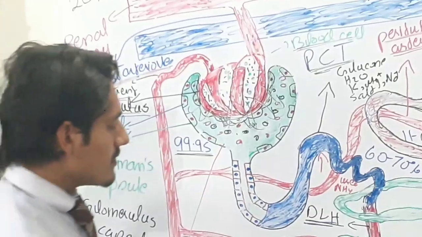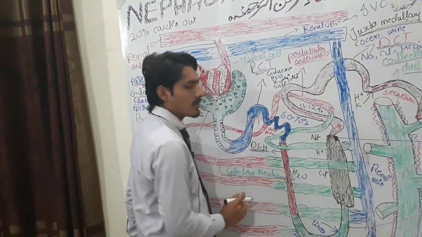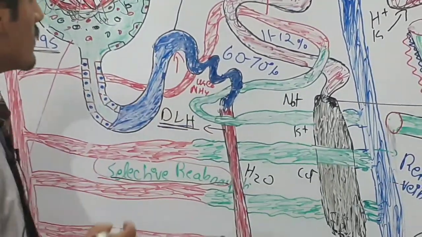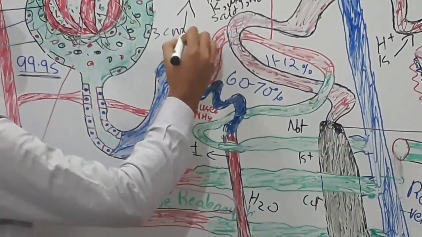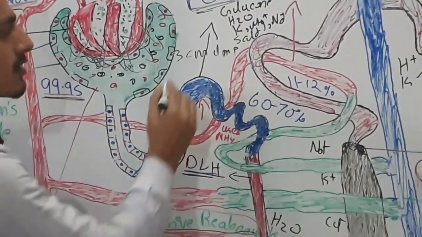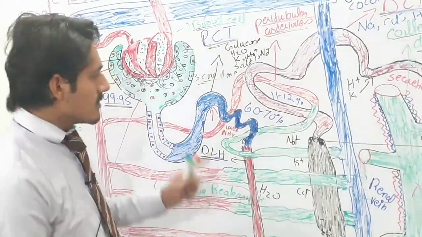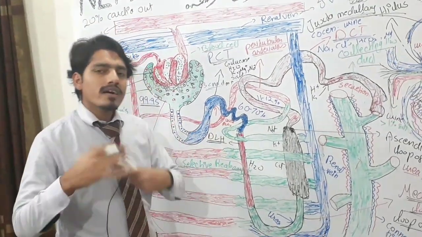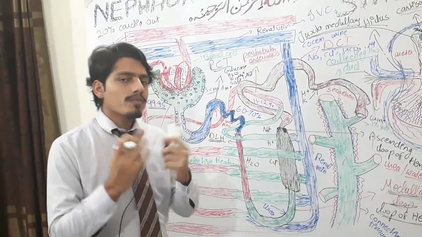And the next phenomenon is selective reabsorption. In selective reabsorption, the remaining part of the nephron, the remaining renal tubular structure, is around 3 cm long. Here is a separate region which reabsorbs the filtrate again and again to form urine.